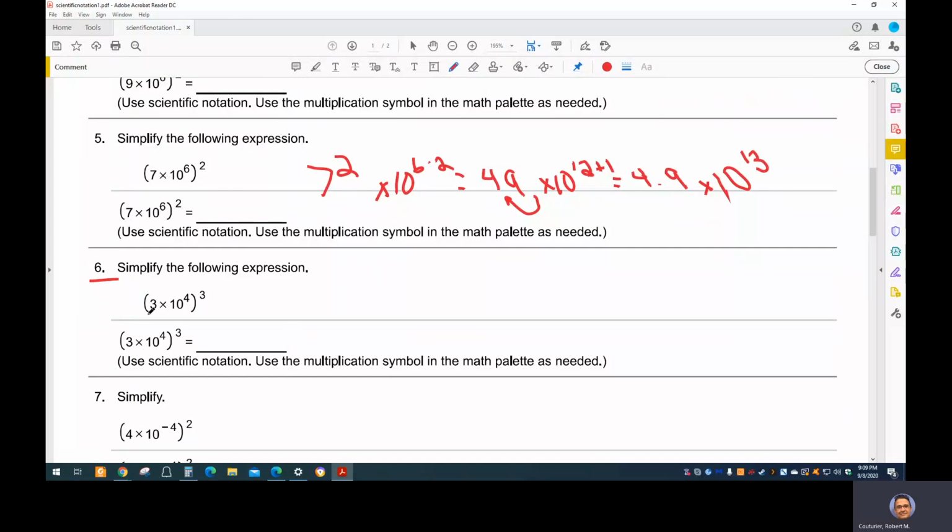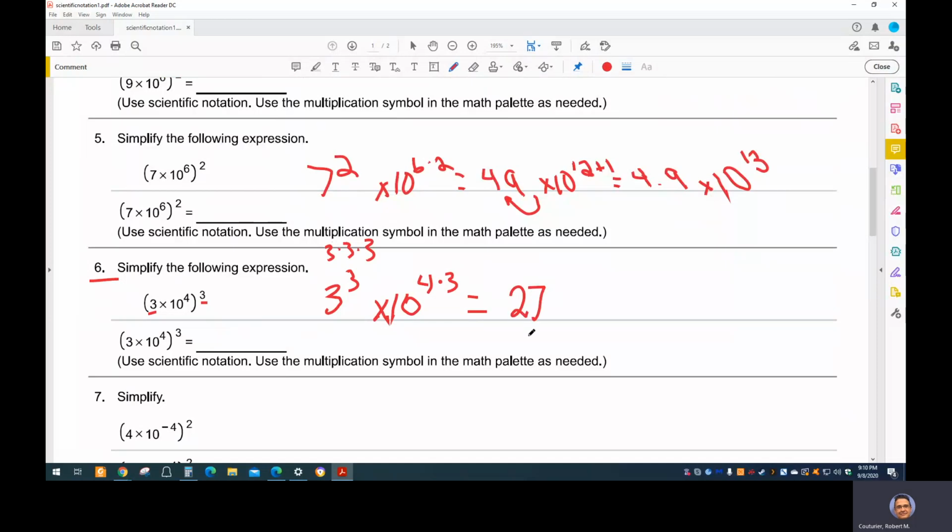All right, again, we have the coefficient is 3 being raised to the power of 3. And then the base is times 10, and that is 4 times 3. So 3 to the 3rd power is 3 times 3 times 3. 3 times 3 is 9. 9 times 3 equals 27 is the new coefficient.